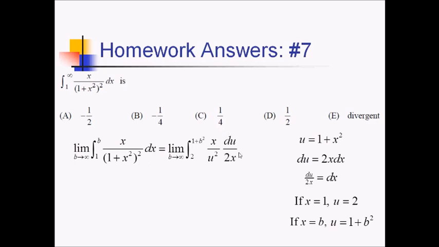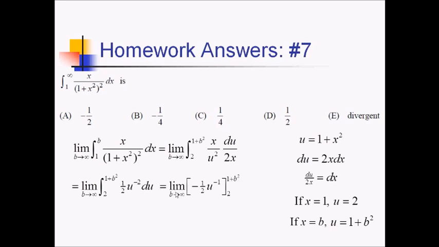So the x's cancel. I've got 1/2 times u to the negative 2 if I rewrite that, so I can use my reverse power rule a little easier. Same limits of integration and same limit out here. So now taking my antiderivative, this bumps up to a -1. We've got -1/2 u to the -1, still evaluated from 2 to 1 plus b squared.